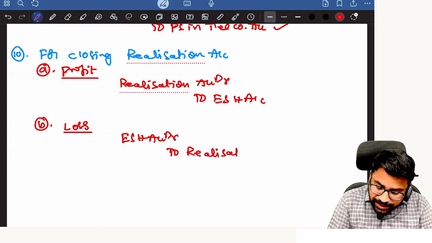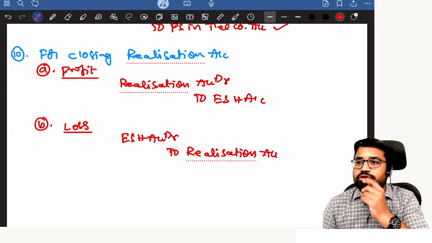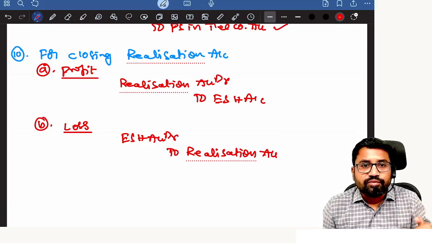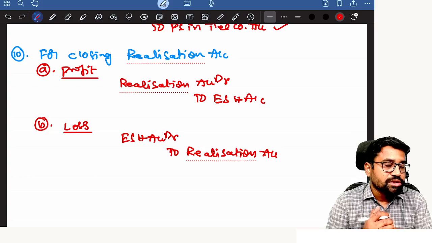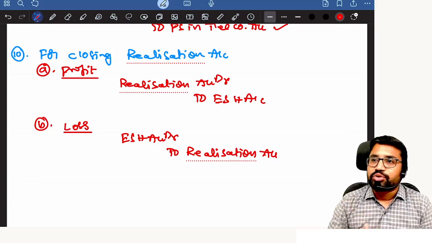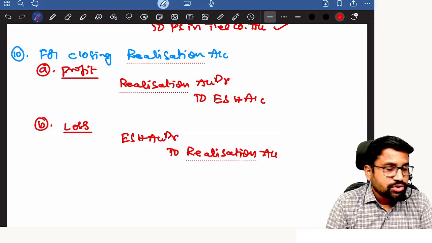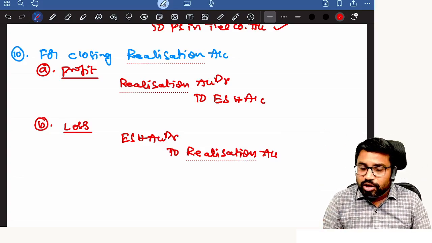So the main purpose of realization account is ultimately to ascertain the profit or loss of amalgamation. This profit or loss will be transferred to equity shareholders. If it is a profit, it is credited to equity shareholders. If it is a loss, it will be debited to equity shareholders, so that realization account will be closed.